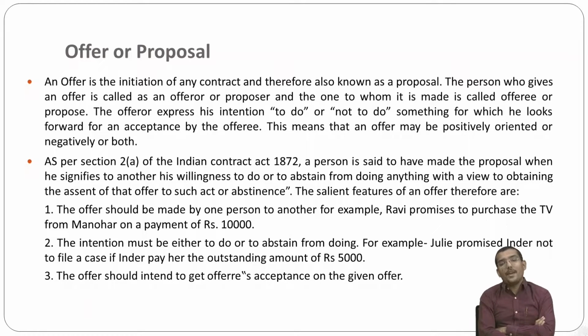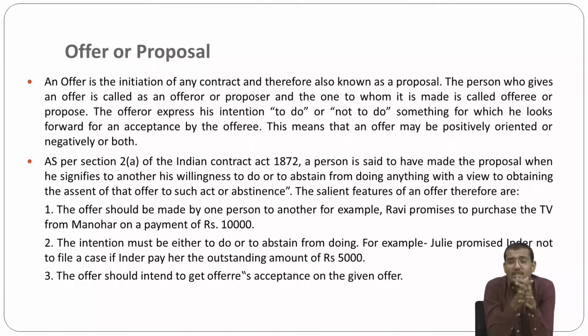The offer should be made by one person to another person. For example, Ravi promises to purchase a TV from Manohar on a payment of rupees 10,000. So here the first feature is absolutely correct: one person gives the offer to another person. Here Ravi promises to purchase from Manohar. So there are the offerer as well as the offeree concerned.